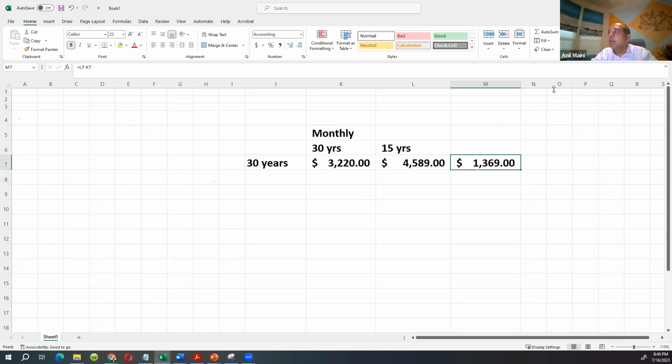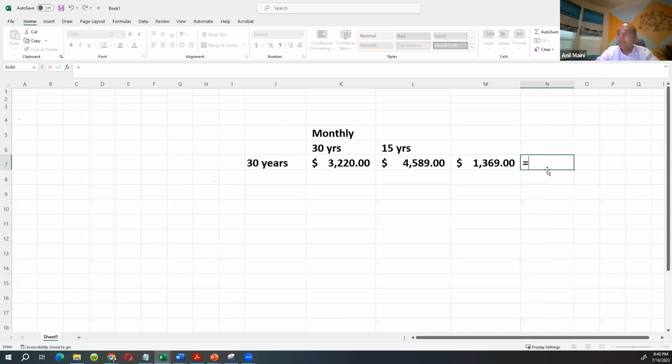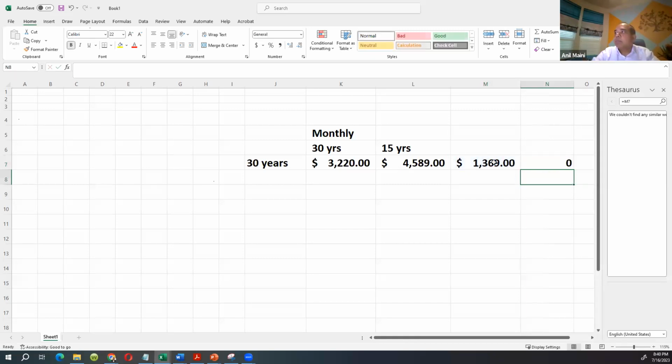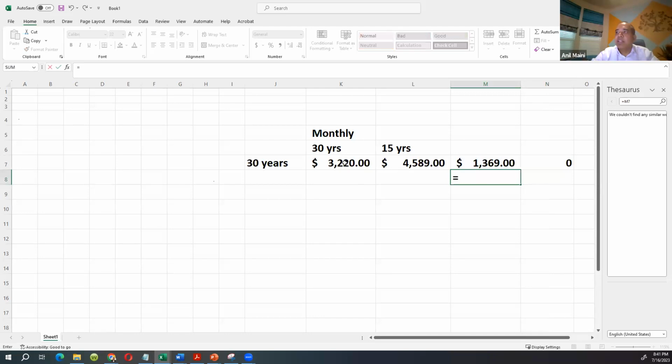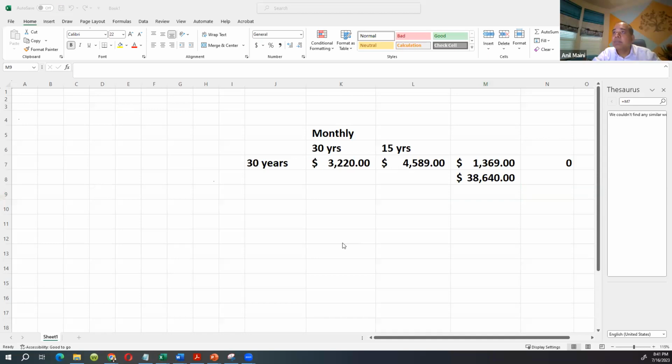So this multiplied by 12, that means our annual mortgage is... It could be 3200 multiplied by 12, right, Anil bhai? Oh, sorry, yeah, that's right. This multiplied by 12. That's right. So 38,640 is our annual mortgage.